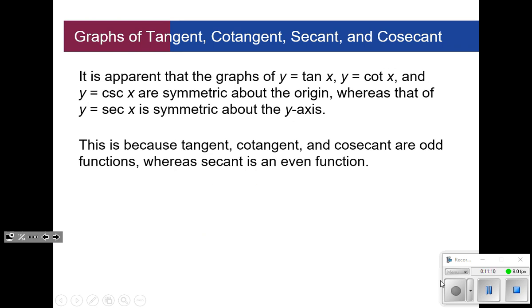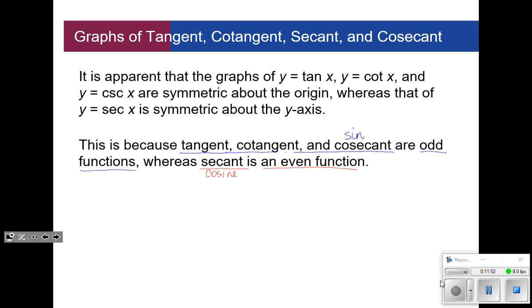It says it is apparent that the graphs of y equals tan x, y equals cotangent x, and y equals cosecant x are symmetric about the origin, whereas y equals secant x is symmetric about the y-axis. Remember, cosine was an even function, so secant is an even function. Now, tangent and sine are odd functions.